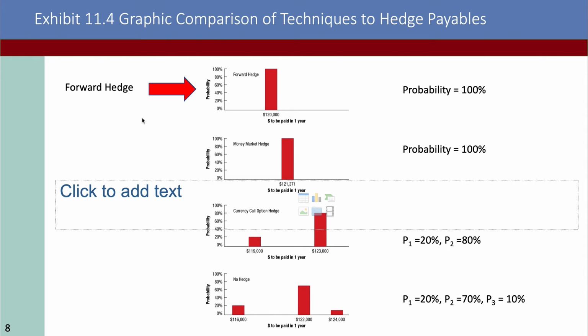Our next slide, that's okay. This is much more clear. Forward hedge. So the first example, we're using a forward hedge. You locked in your price no matter what. So the probability is 100. There is no deviation. All right. And then let's look at the second one.